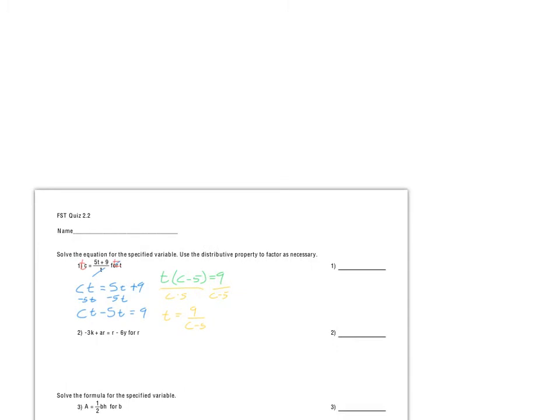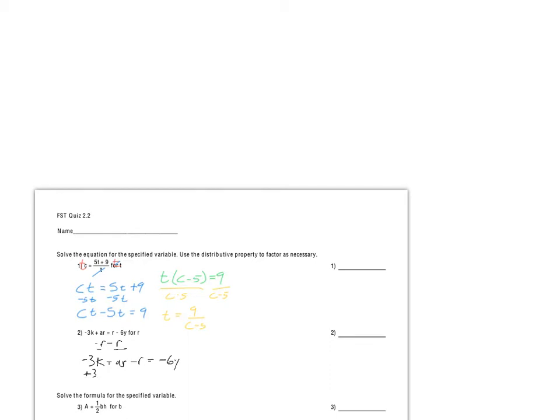Number 2 is going to be very similar to that, just maybe a little bit easier because we don't have any r's in the denominator. Trying to decide if we want to put the r's on the left or the right, again, does not make a big difference. We've got a minus 3k and a minus 6y. So I might just subtract the r from both sides. That gives me negative 3k plus ar minus r equals the negative 6y.